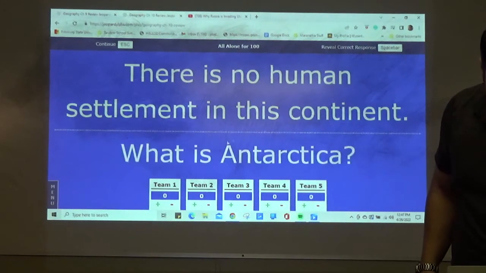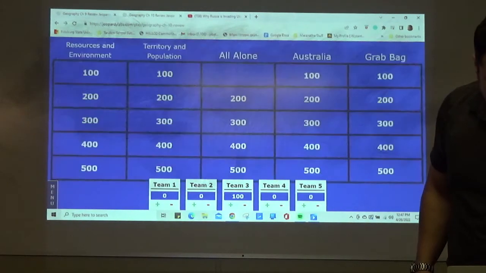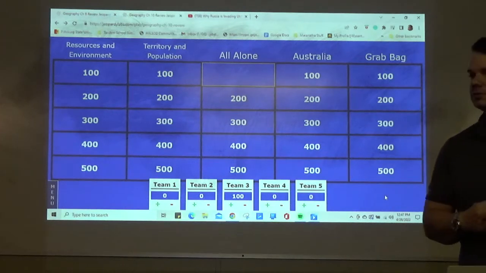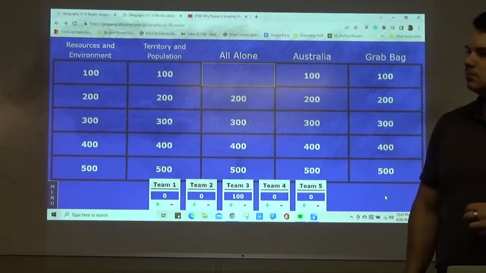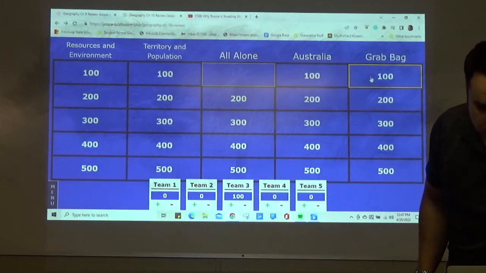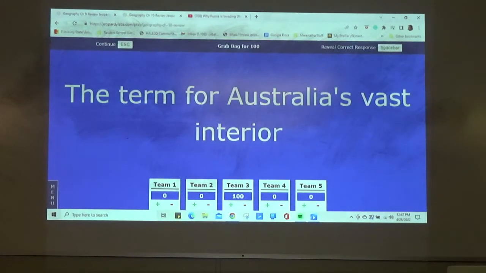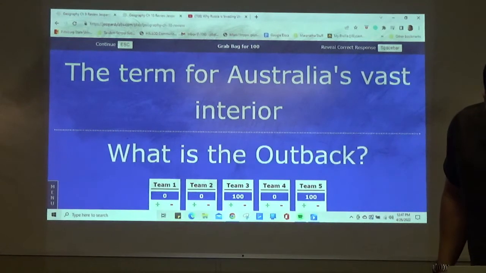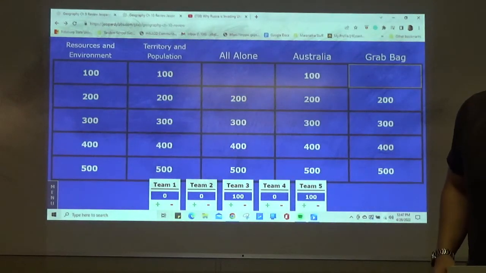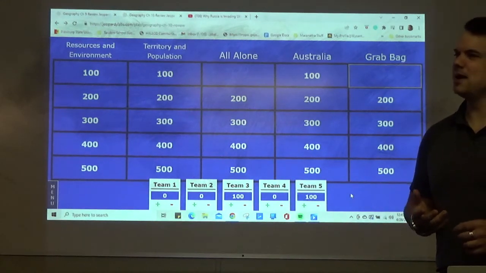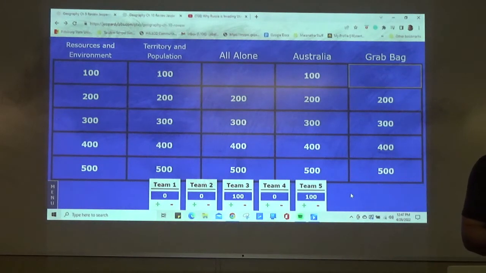Kind of an obvious one. I got lucky with that one. Alright, team 3. Can someone else choose? Grab bag 100. The term for Australia's vast interior. The Outback. Learn something. Larry the Cable Guy lovingly called it the Outback Steakhouse.